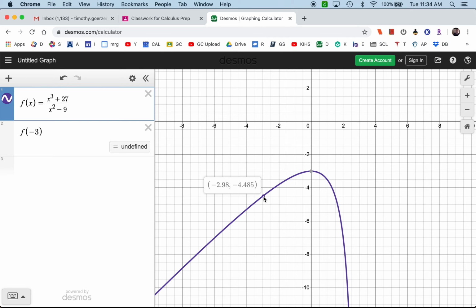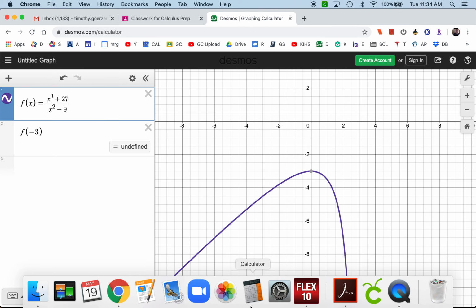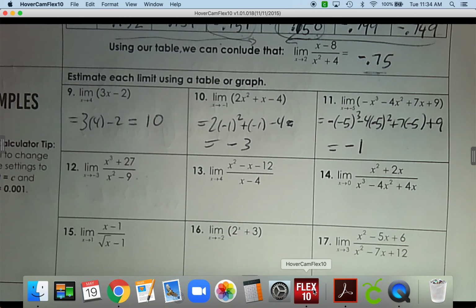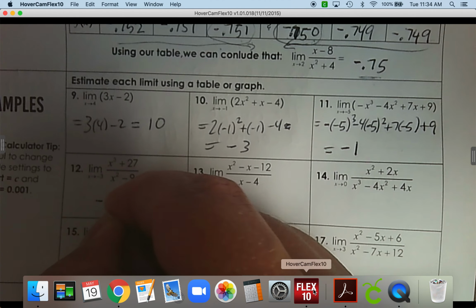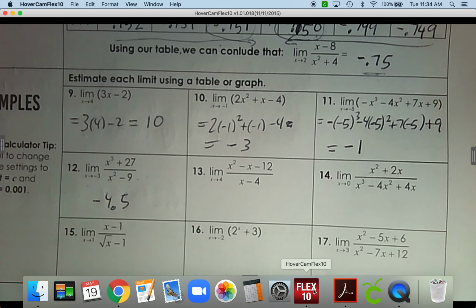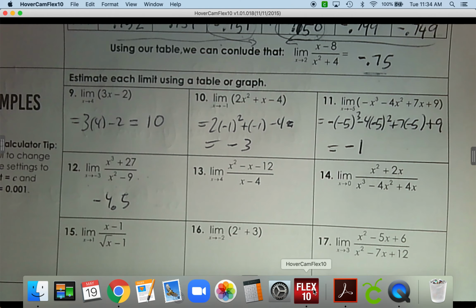So what is it approaching? What's the y value when x is negative 3? What is it approximately off this graph? And so I'm going to go back and say the answer is approximately negative 4.5. We're going to find a better way in our next lesson by algebra to find it exactly. So this answer is negative 4.5.